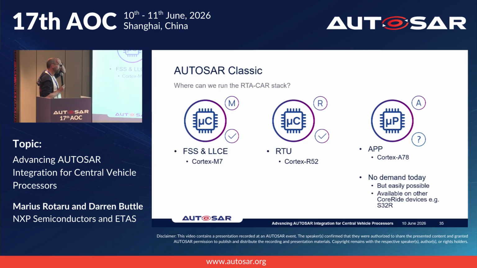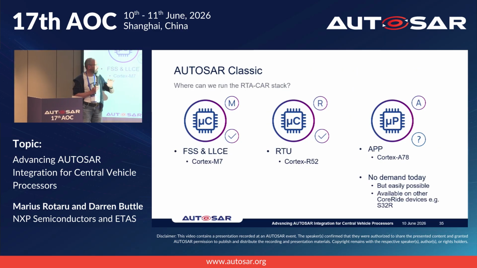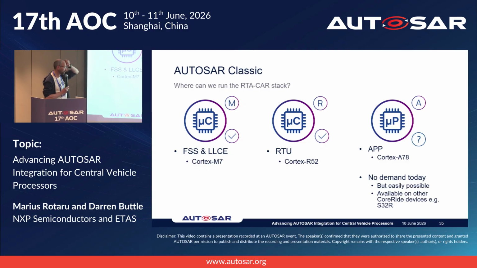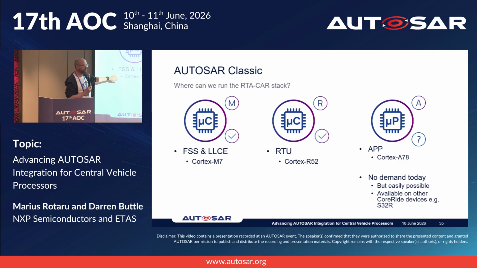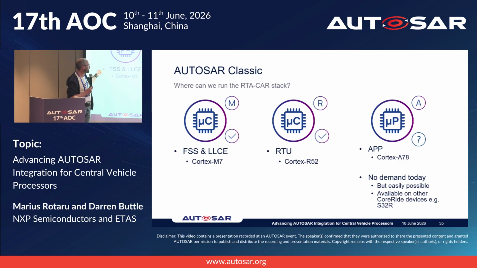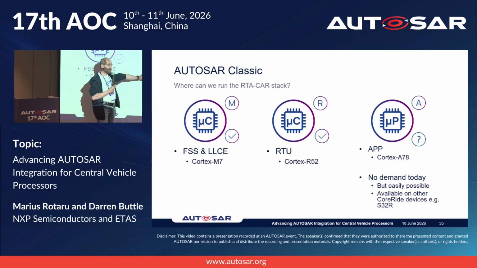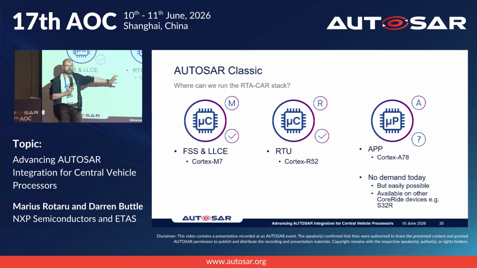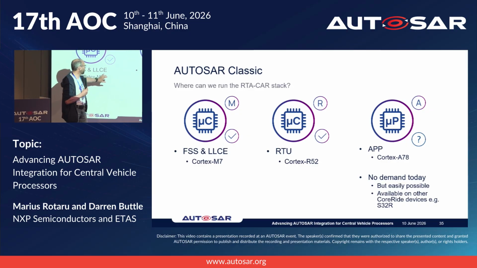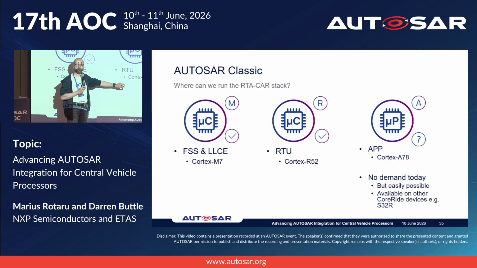Okay, so where are we actually running the stack? If you've been paying attention, there are all three sorts of cores. There are A cores, R cores, and M cores on here. So on the FSS and the LLCE, the low-level communication engine, that's got Cortex M7 on there, so you can run the normal AUTOSAR stack on there using the normal RTA-OS M7 port. On the RTUs, it's the R52 devices. We've done quite a bit of work with the guys from ARM on things like hardware virtualization on the R52, so there's R52 support in there.